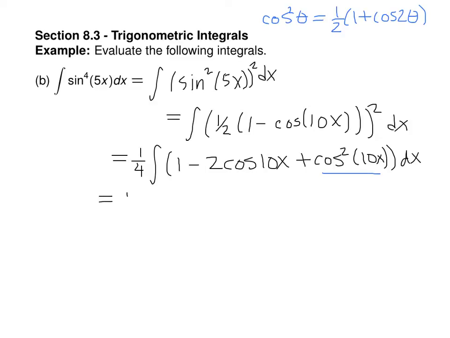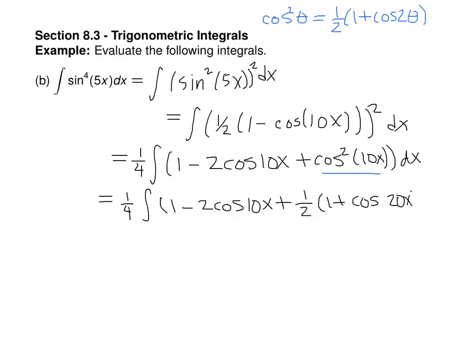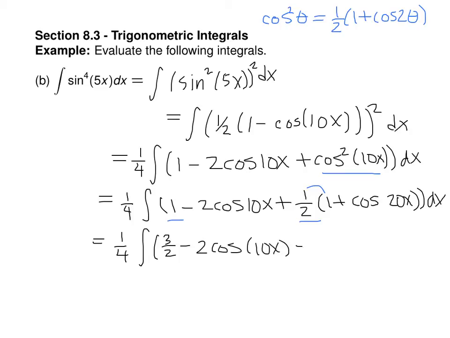So that will give us 1/4 times the integral of 1 minus 2 cosine 10x plus 1/2 times 1 plus cosine of twice 10x, which is going to be 20x, dx. So we have 1/4 integral of 3/2. That comes from adding this 1 to that 1/2 once it's distributed. Minus 2 cosine 10x plus 1/2 cosine of 20x dx.